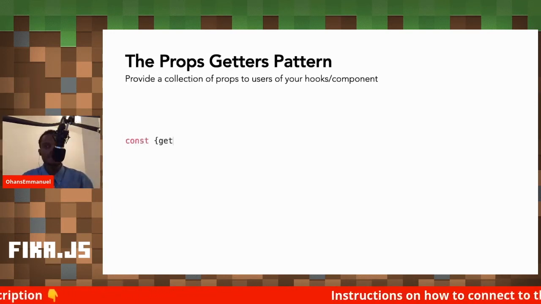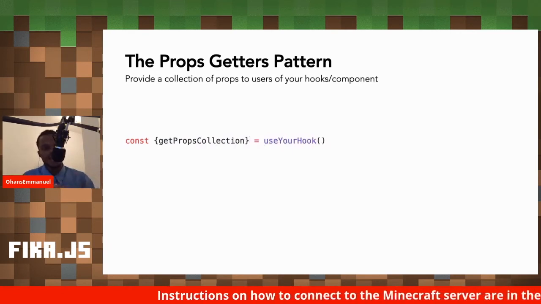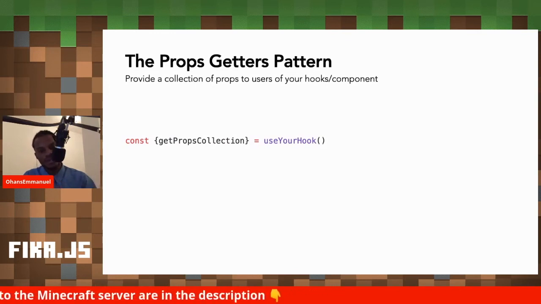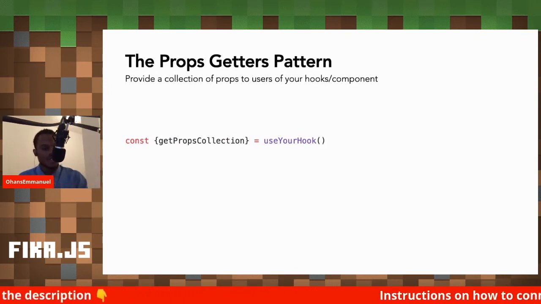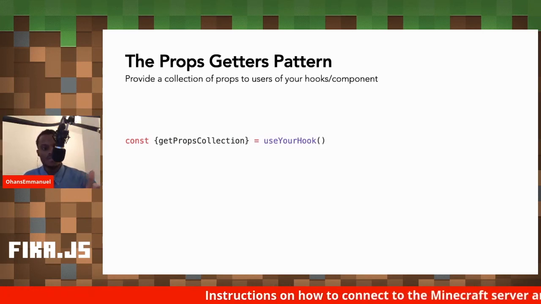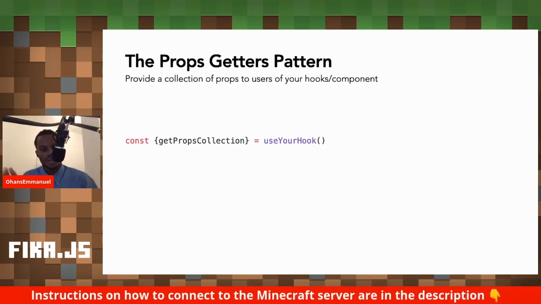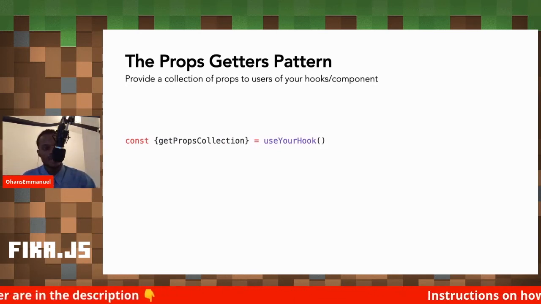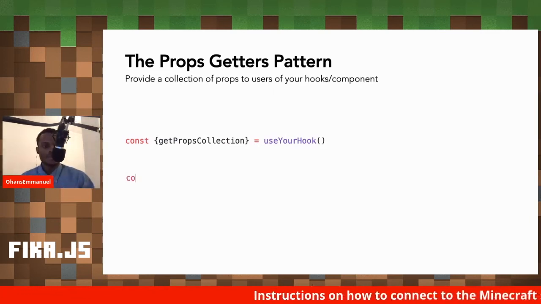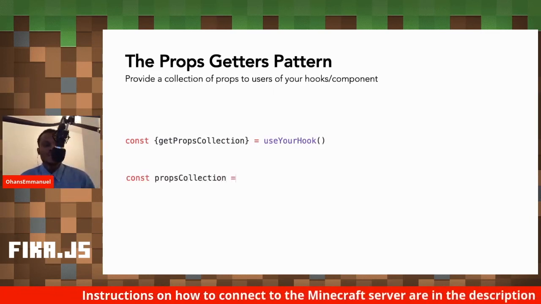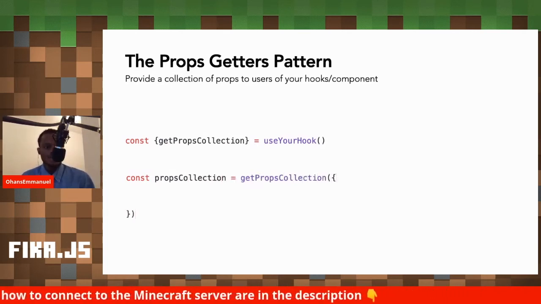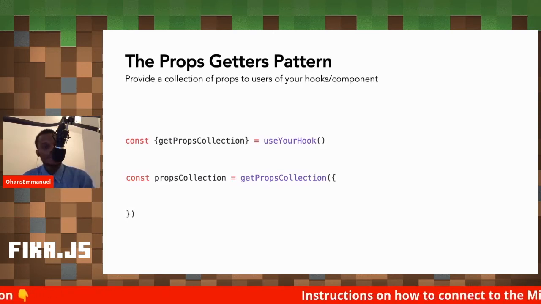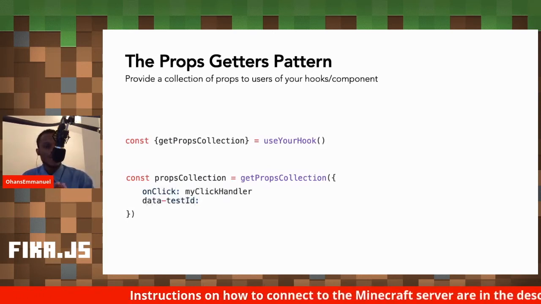Now, here's an example. If you build a hook, so useYourHook, and then that hook gets invoked, what you can do is go ahead and return a function that returns a collection of props. In this case, the props collection could be just an object of key value pairs that point to specific properties that could be passed into some elements by the user. Here's an example. So in this case, the user could go ahead and just invoke the function that you return from your hook, getPropsCollection, that gets invoked. And because it's a function, the user as well could go ahead and override whatever you've got in there.